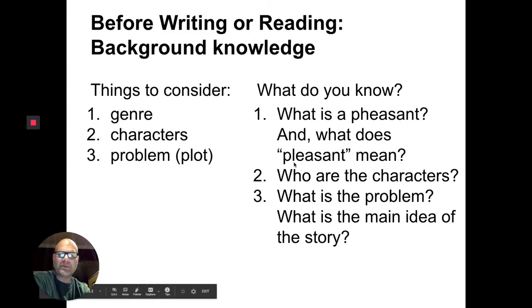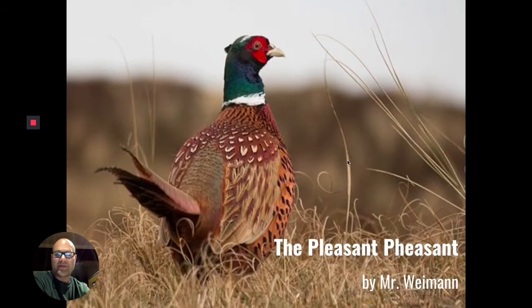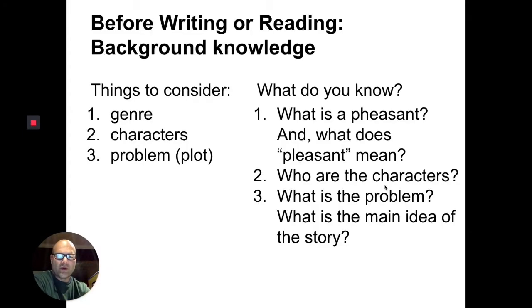Also, what does the word pleasant mean? In what way would this pheasant potentially be pleasant? And who are the characters? I already mentioned that. What is the problem? That's something you're going to be listening for as I read. And what's the main idea of the story? What is the story getting at?